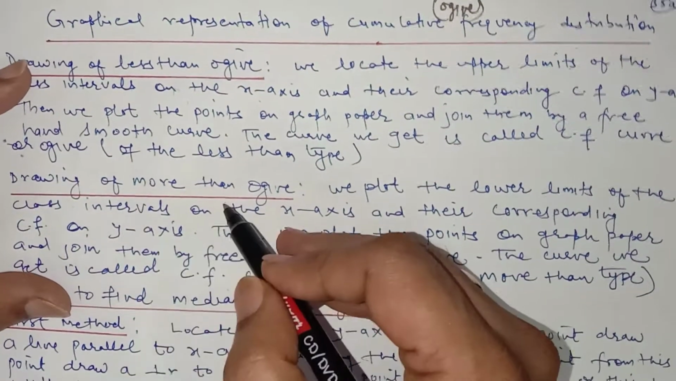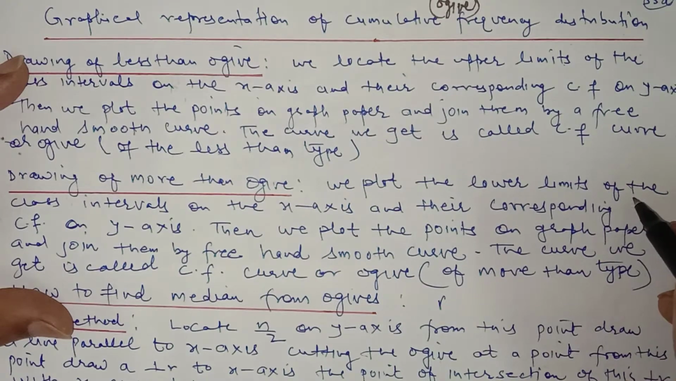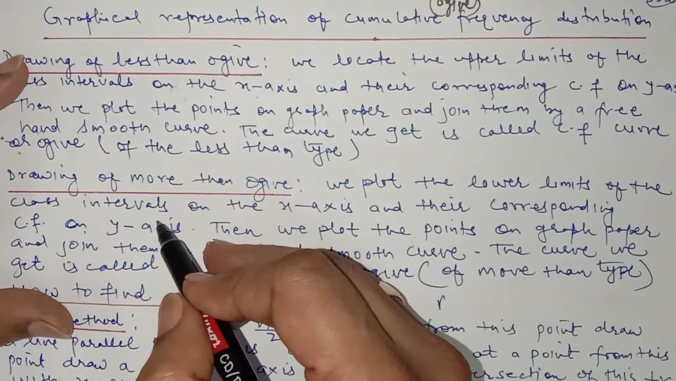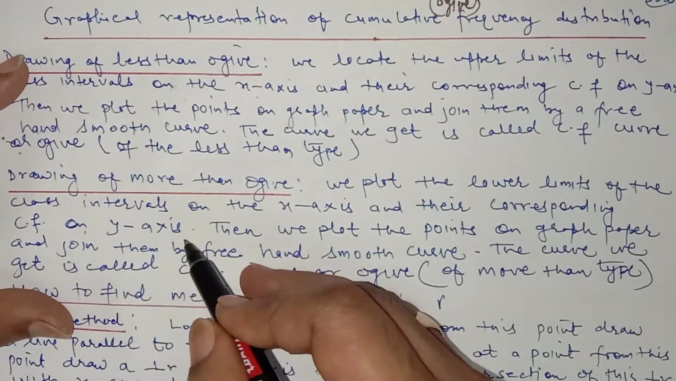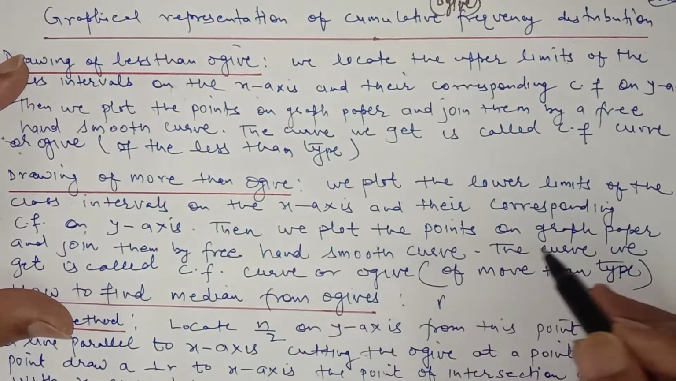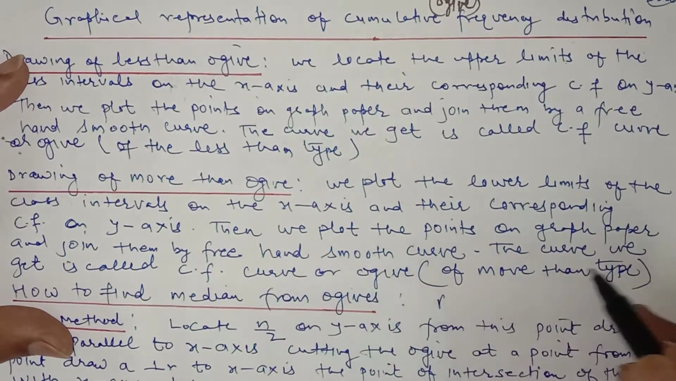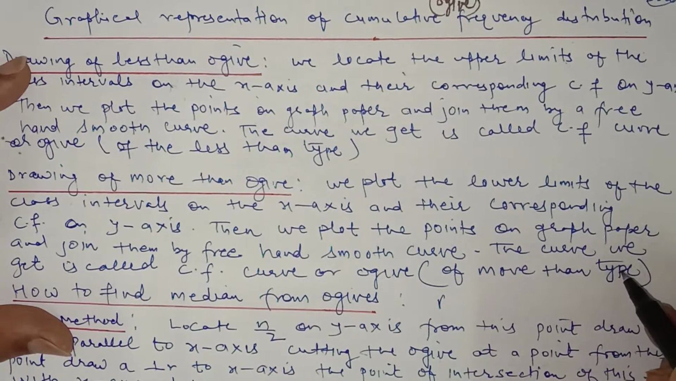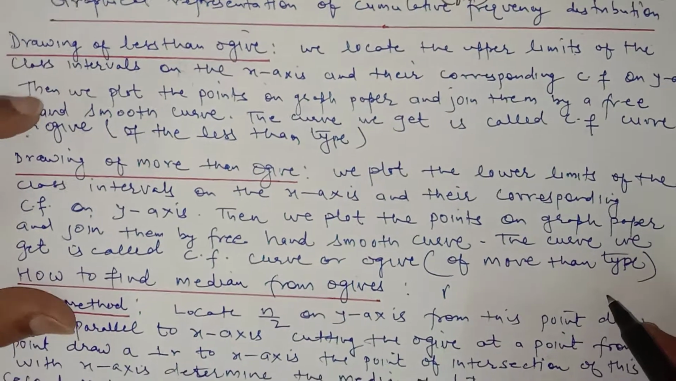Similarly, for drawing the more than ogive, we plot the lower limit of the class interval on the x-axis and their corresponding cumulative frequency on the y-axis. Then we plot the points on the graph paper and join them with freehand, and the curve we obtain is known as the more than type cumulative frequency curve or more than ogive.